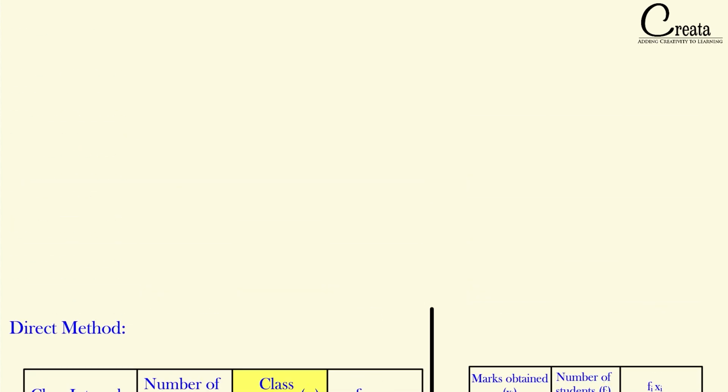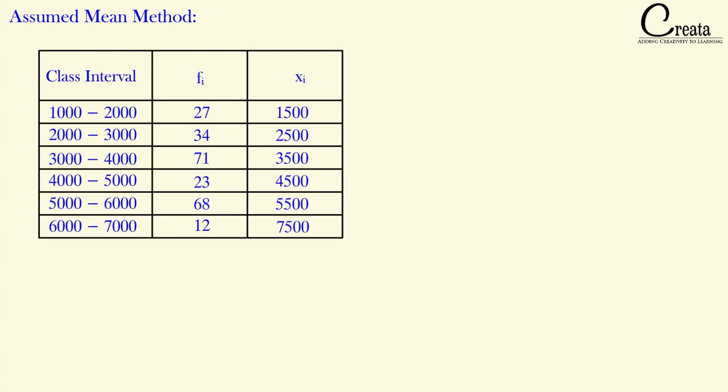Let's go to the next method, which is the assumed mean method. Let's see what it is and when to use it. We will use the assumed mean method when the value of our observation or xi is very large. Suppose we can have a case in which the value of xi, the observation, is very large, maybe in thousands. In those cases, doing the calculation becomes more tough.